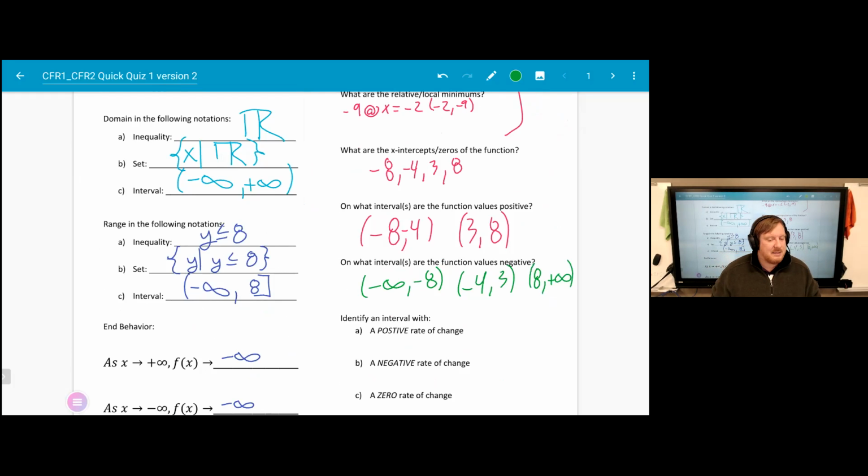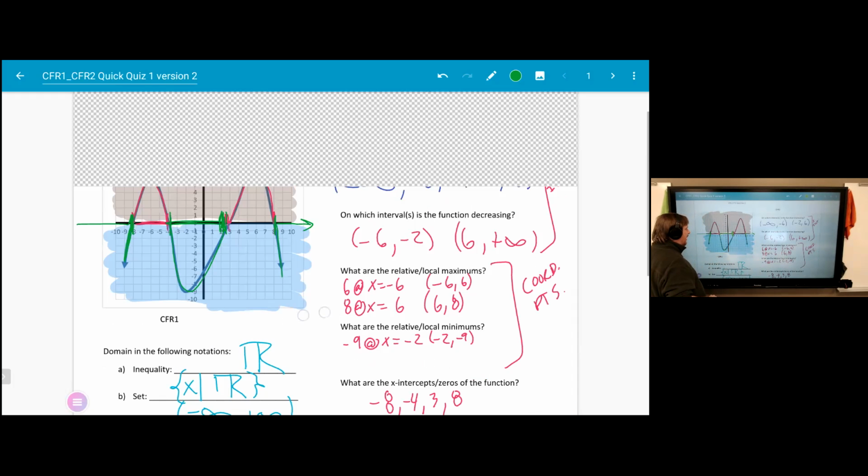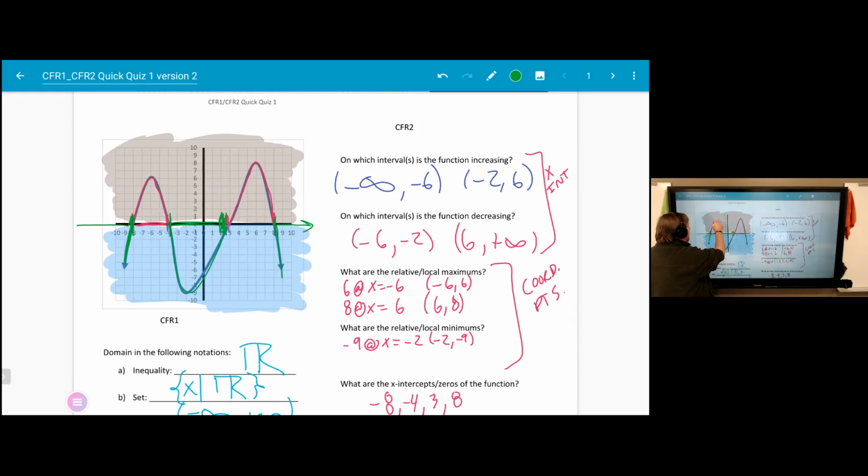Now, next part, last part on here, identify a positive rate of change, a negative rate of change, and a zero rate of change. Pick two x values that give you a positive rate of change. What if I said if x was -6 and x was 6? If I draw a line between those 2 points, that's a positive slope.